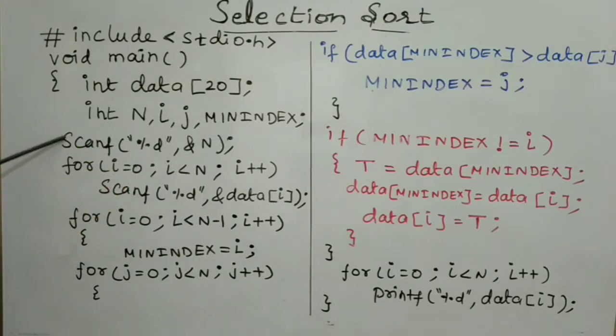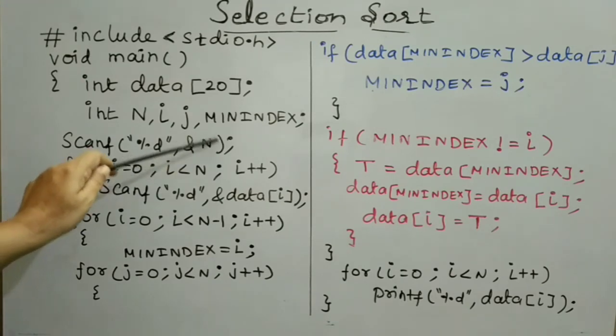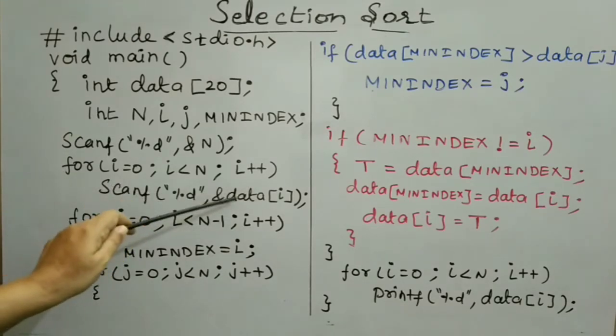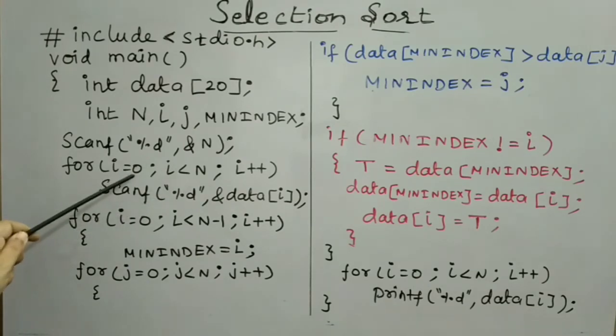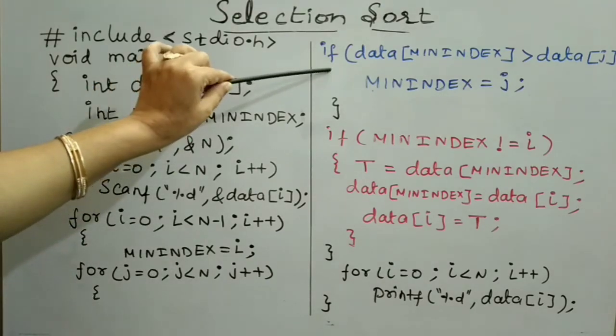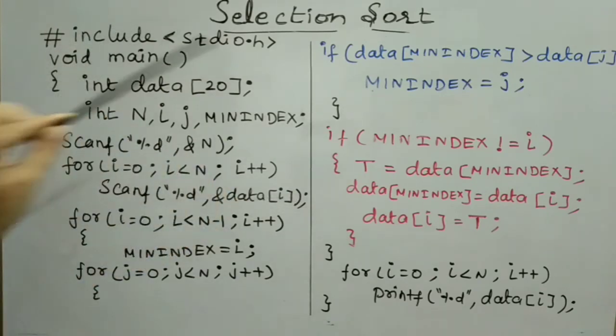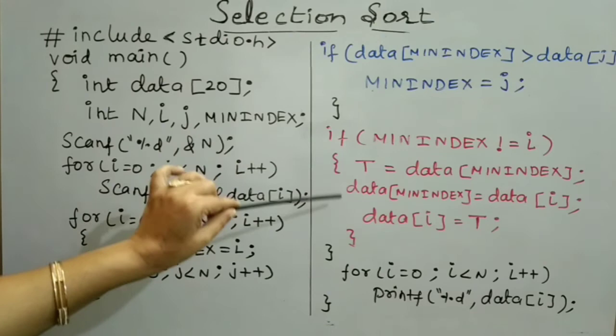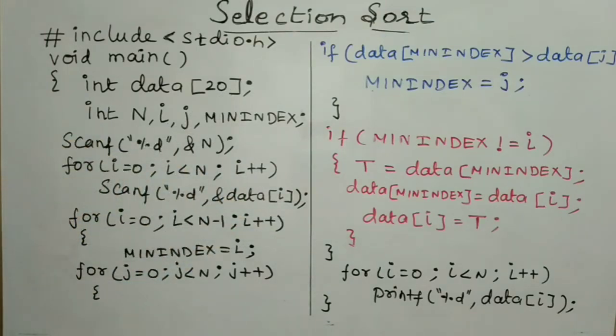First I need to get the total number of elements in the array, that is n, using this scanf function. After getting the total number of elements, using this for loop I am getting the values for this data array, starting from index position 0 to n minus 1. Then I need to implement this comparison procedure and the swapping procedure. This is my comparison procedure, and the statement written in red color is my swapping procedure.